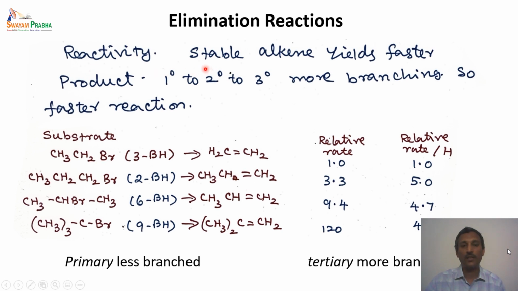So let us look at the reactivity. The more stable alkene yields a faster product, that is primary to secondary to tertiary. The more branching is the most favored one, so the faster the reaction will be.